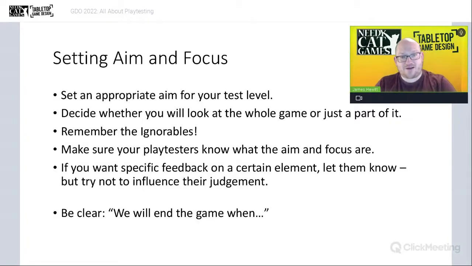Now, I will say a caveat: if you want specific feedback on a certain element, you can tell them, but be careful not to influence their judgment. So, for example, don't say, right, I'm testing this thing. Can you have a look at how this particular character is at shooting? I don't know, whatever it might be. Don't say, I think this character is underpowered at shooting. Can you find out for me? Because that's giving them an inherent bias, right? If you want to focus on a particular thing, that's great. That's fine. That's valid. But don't color their judgments in advance.